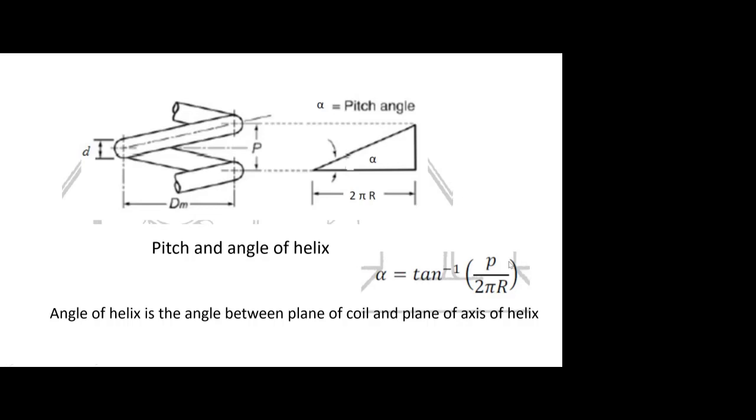Based on the angle of helix, we will say whether the spring is an open coiled spring or a closed coiled spring. For a closed coiled spring, the alpha will be approximately equal to 0. For an open coiled spring, the angle will be considerable. Approximately, when it is less than 5 degrees, we will take it as a closed coiled spring, and when it is greater than 5 degrees, we will take it as an open coiled spring. Closed coiled spring is usually used as a tension spring, and the open coiled spring is usually used as a compression spring.